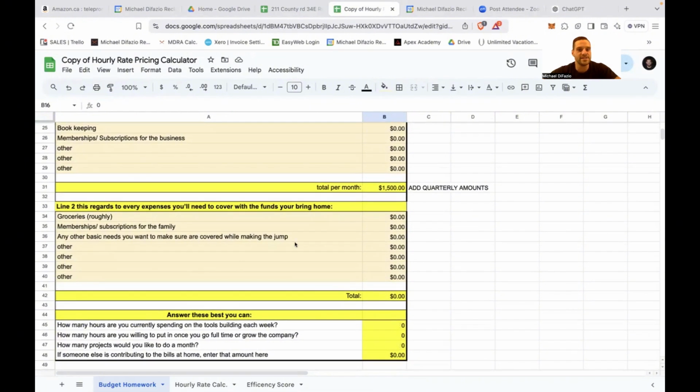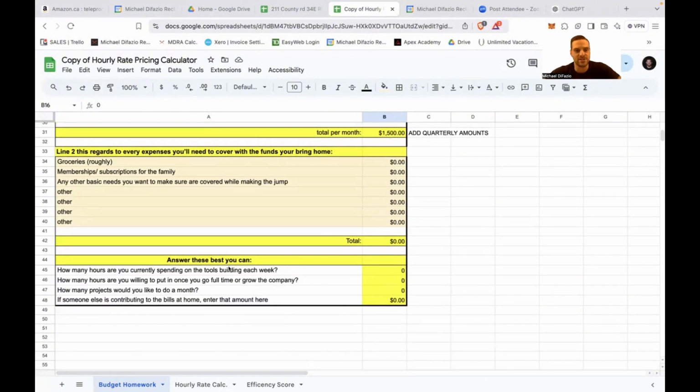And then this is the expenses you need to cover with the funds that you bring home. So your personal pay, the things that you can't write off, you're going to add into here. So your groceries, memberships, subscriptions for the family, any other basic needs, and then you can just add in others here. So karate lessons, your hobbies, whatever you want to pay for with the funds you are making through the wood shop. Okay, that's the difference between these two.